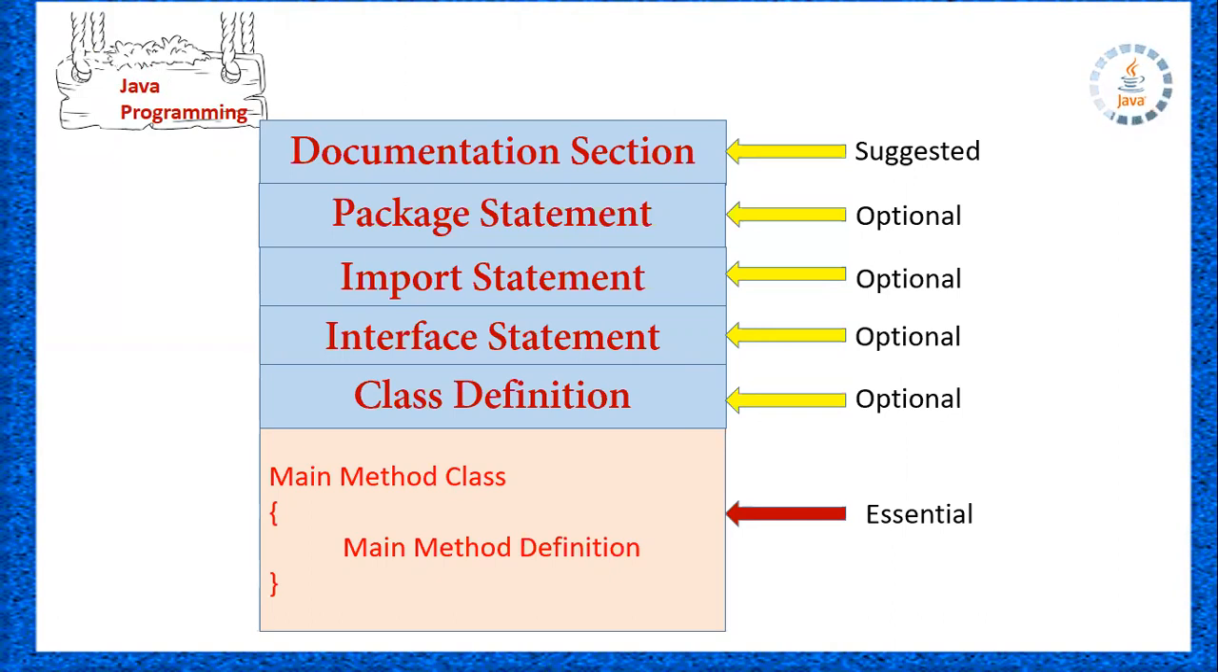A Java program may contain many classes. Only one class defines a main method. Every Java application program must include this main method. The classes contain data members and methods or functions. These methods may contain data type declarations and executable statements. To write a Java program, we first define classes and then put them together. A Java program may contain one or more sections: the documentation section, package statement, import statement, interface statement, class definition, and main method class.